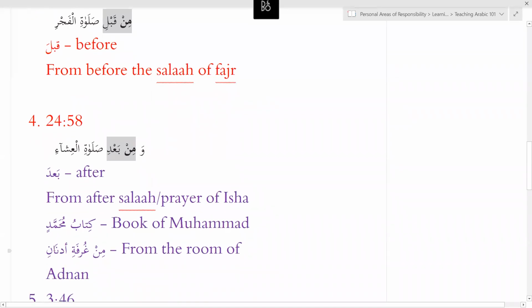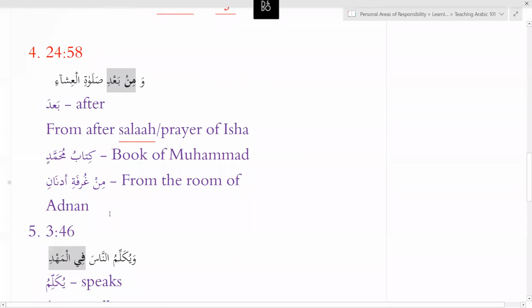Now, Adnani has a kasra. It's in the same format. And ghurfa has a kasra because of min, but it doesn't have al. It is not ghurfatin either. Min ghurfatin would be from a room, but it is min ghurfati, no al, no tanween, and Adnani has a kasra, so there's an "of". Same way here we have salati and al isha'i, so there's an "of" here. Okay, very good, Adnan.